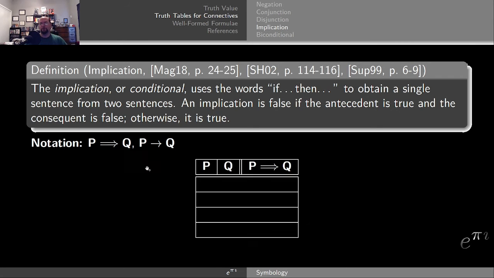So, when we write the truth table, we have the hypothesis, the conclusion, and the implication P implies Q. Now, the implication is false if the antecedent is true and consequent is false. Otherwise, it's regarded as true. So, when we build the truth table, true implies true is a true statement. True implies false is a false statement. That's the only time that it's false. False implies true is true, and false implies false is also true. Again, as stated, the only time that the implication is false is when the antecedent is true and the consequent is false. All other times, the implication is regarded as true, giving us this truth table below.